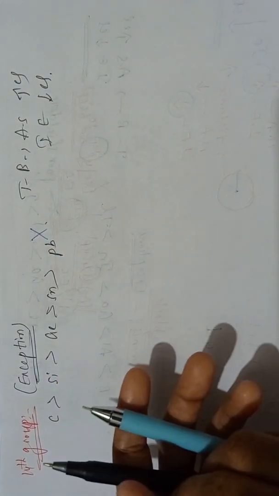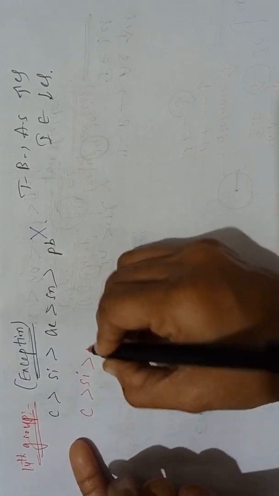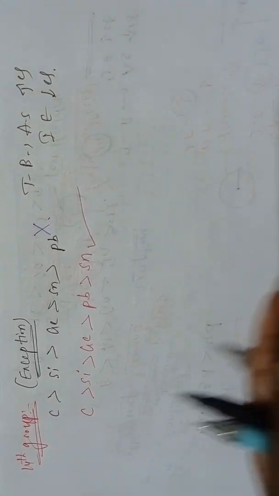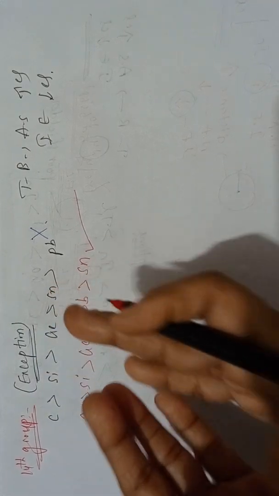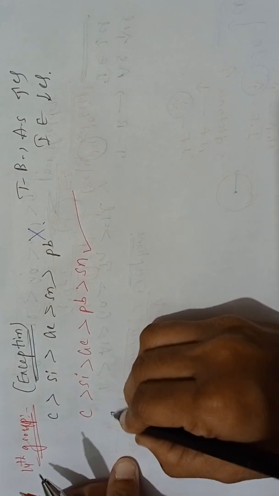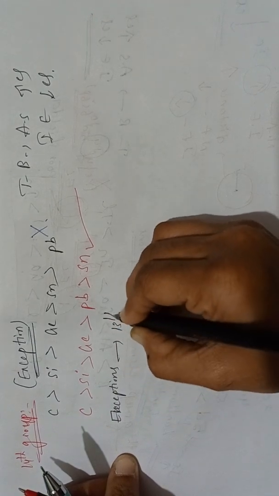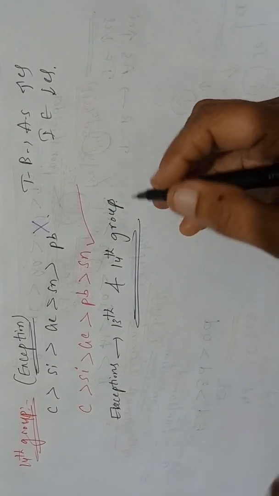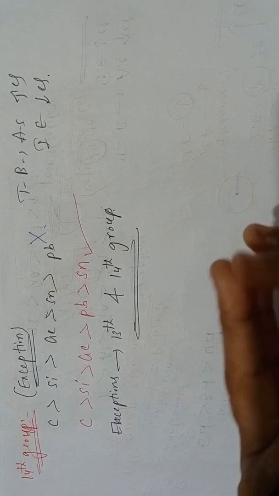What is the correct order, students? Carbon greater than silicon greater than germanium greater than lead greater than tin. It is the correct order. Are you clear? So this is the correct order, students. There are exceptions only in the 13th and 14th group. Only in two groups can we observe the exception, students. In the remaining groups, 15th, 16th, 17th and 18th, there are no exceptions.